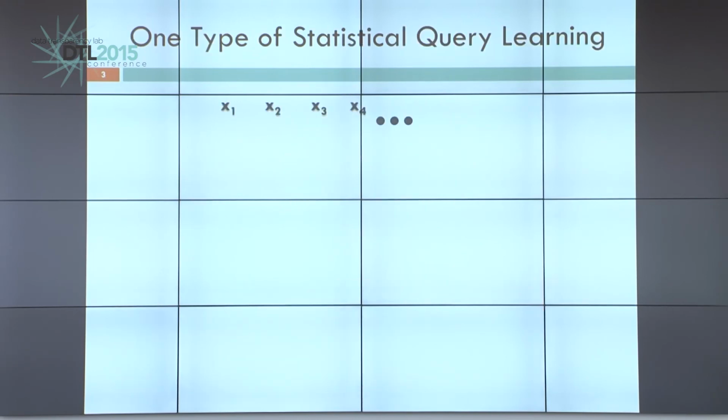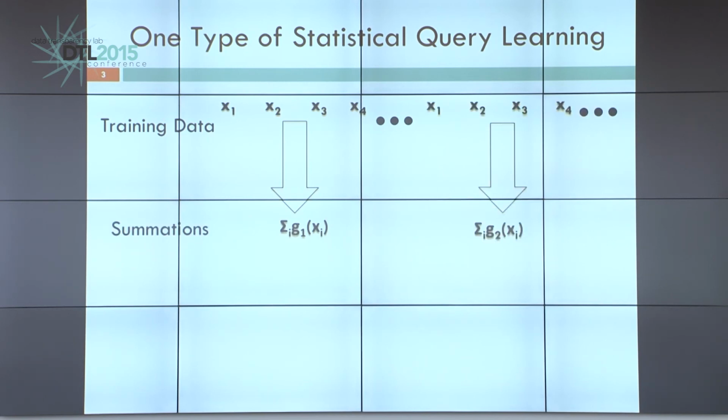Now let's take a look at how we make the system forget. We need to introduce a new type of system called statistical query learning. This is how it works. Say we have different training data, x1, x2, x3, and x4. Then, instead of generating the learning model directly, we generate a new layer called summations. Each summation is a transformation of the original data, added together. We can have different summations, like summation 1 and summation 2. Then we generate the learning model purely on the summations instead of the training data.